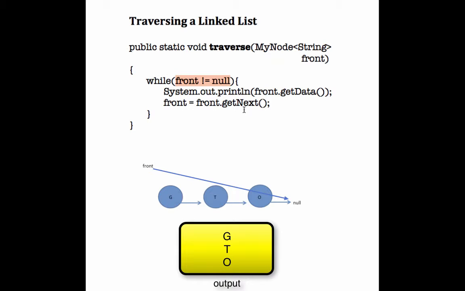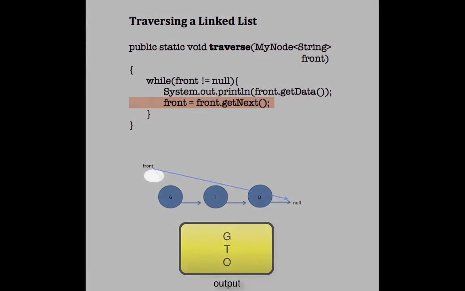But I have printed the G, the T, and the O. I have printed the data in every node. So at this moment, probably you should pause the video and take a look at the code and try to do a simulation by hand as I just did, and also try to understand why the order of these two statements cannot be reversed. Also, you may try to put this statement at the front and see then what happens.